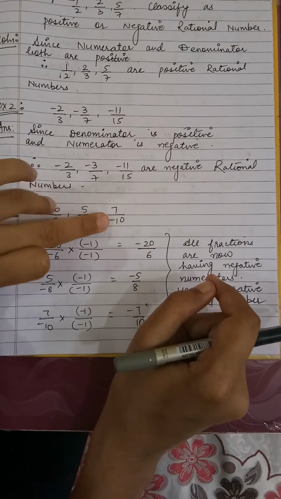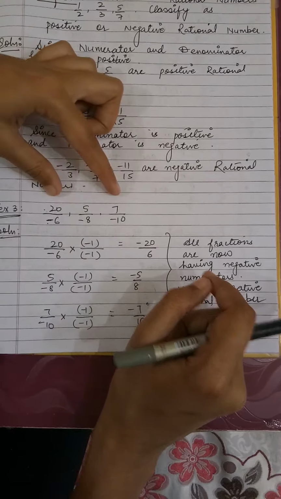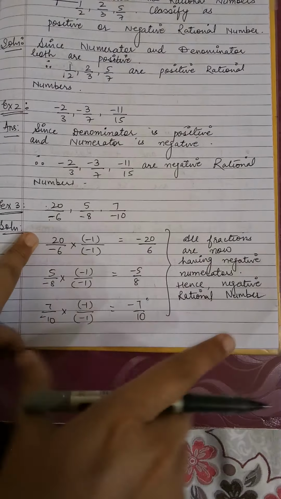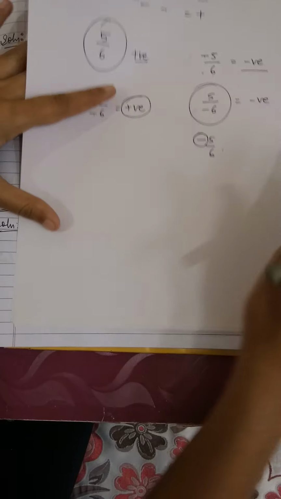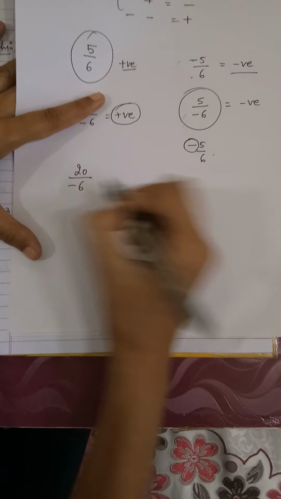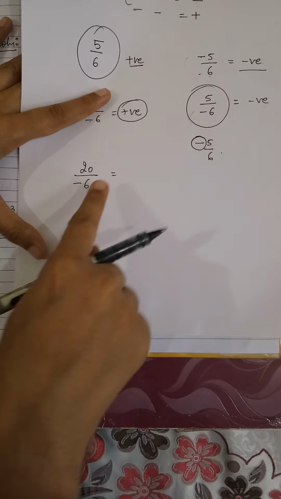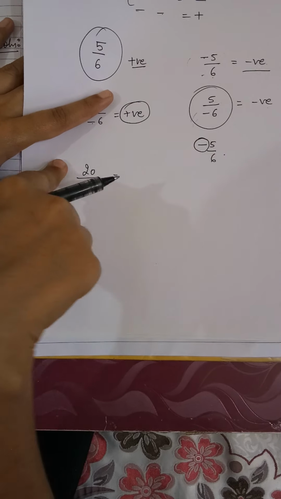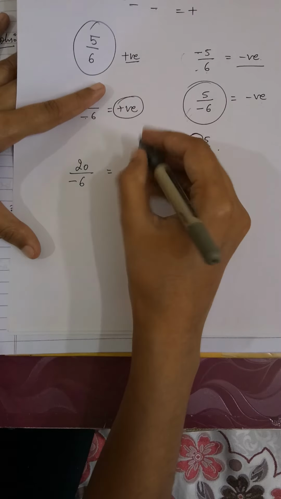Denominator is negative, denominator is negative, right? So this will be a negative rational number. Now how are you going to express that these all are negative rational numbers? See, my question is 20 upon minus 6. Instead of putting the minus sign in the denominator, I am going to place this minus in the numerator. And how am I going to do this?